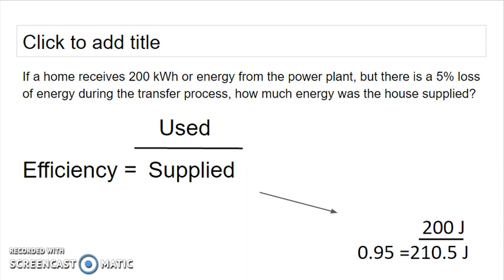Here, our efficiency is 95% because there's a 5% loss of energy. So we have that 100 minus the 5% loss, leaving us with 95%. When we write that as a decimal, that's 0.95. We know our used energy is 200. So when we solve for the supplied energy, we should get 210.5 joules is what we had in the beginning if there was a 5% loss and we ended up receiving 200 joules.